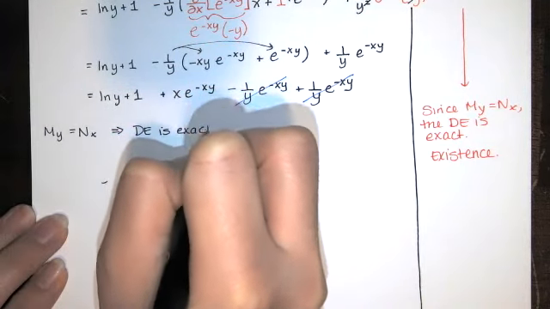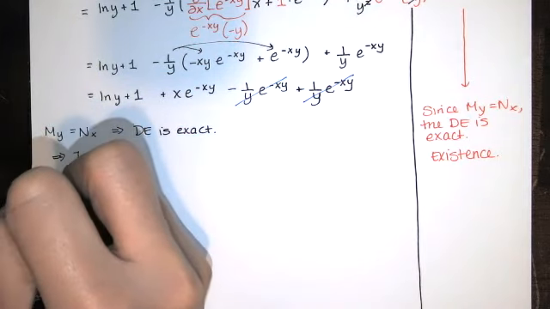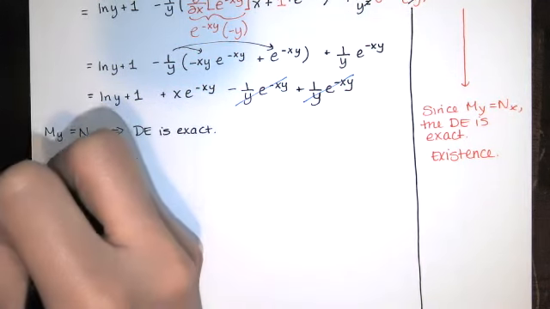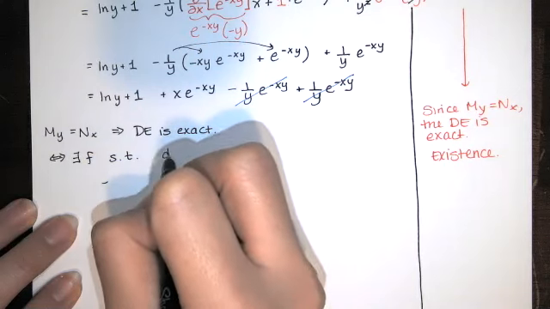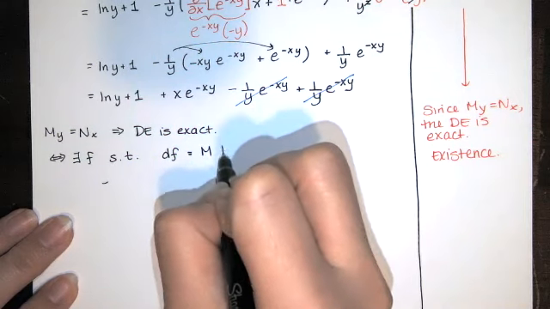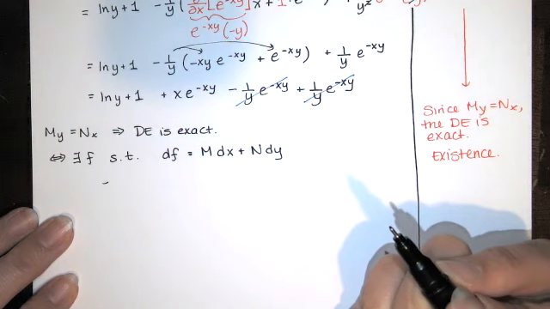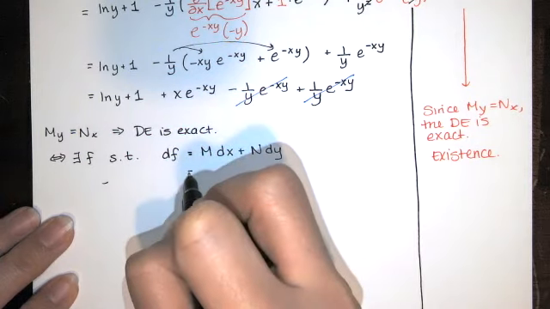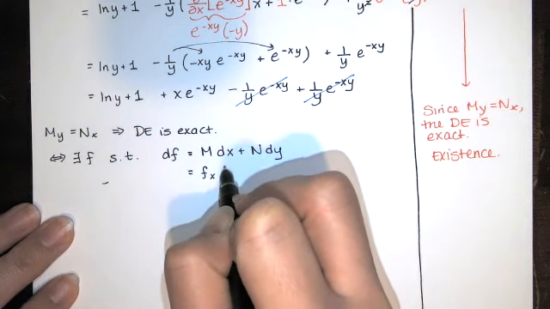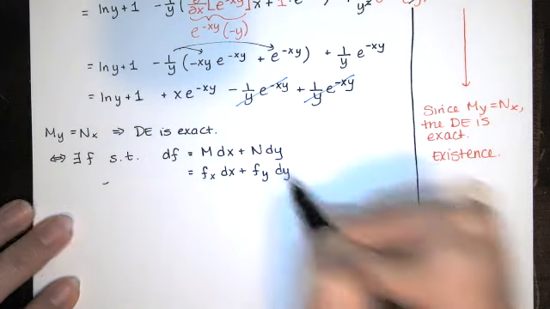Now remember what it means for a DE to be exact. If the DE is exact, that means there exists a function f of x, y, such that the total differential, or the exact differential of f, is equal to the left-hand side of that differential equation. So we've got M dx plus N dy. And by definition, the exact differential, or the total differential of f, is the partial derivative of f with respect to x times dx plus the partial derivative of f with respect to y times dy.